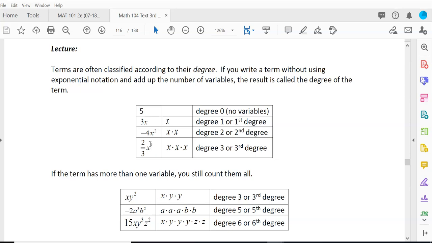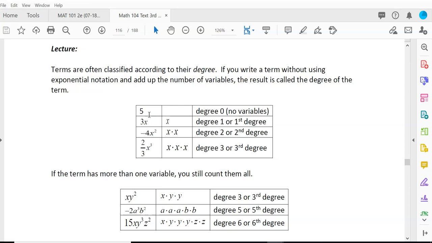Since x to the third power means x is being multiplied times itself 3 times, we say that's a degree 3. Negative 4x squared utilizes x squared, which means x times x, so that's a degree 2. 3x, you'd have to multiply one variable, so it's a degree 1. And then 5, by itself, there's no variables involved in 5, so it has degree 0.